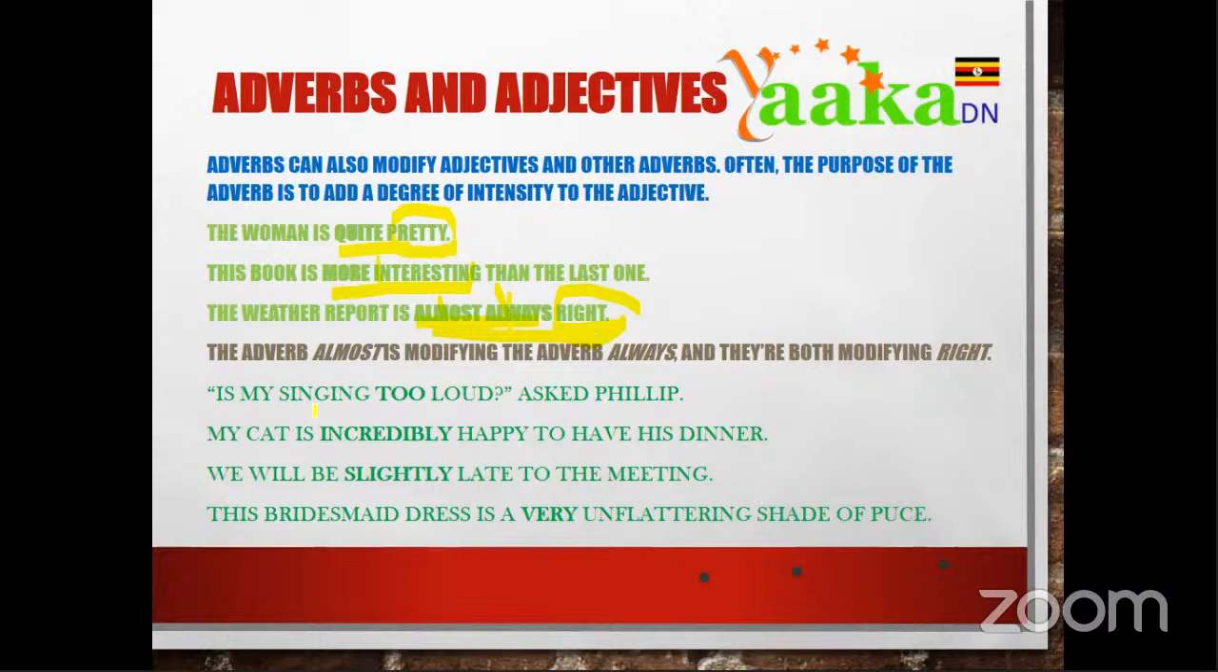So I go on. Is my singing too loud? So the word too modifies loud. Loud is an adjective. My cat is incredibly happy. The adverb incredibly modifies happy. Then we will be slightly late. The adverb slightly modifies late, which is an adjective. And the bridesmaid dress is very unflattering. So very is an adverb modifying unflattering, which is an adjective.